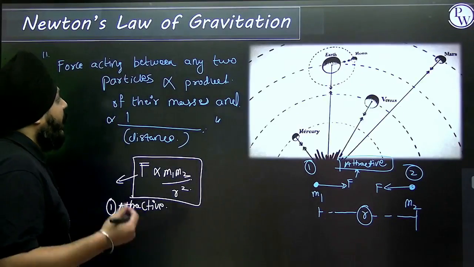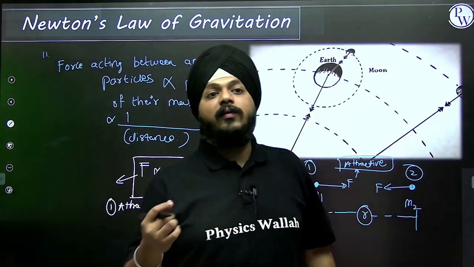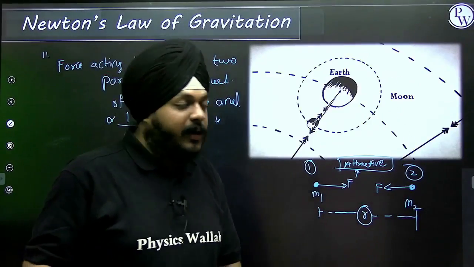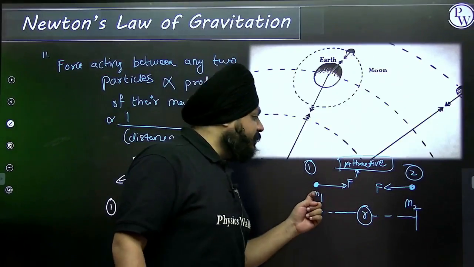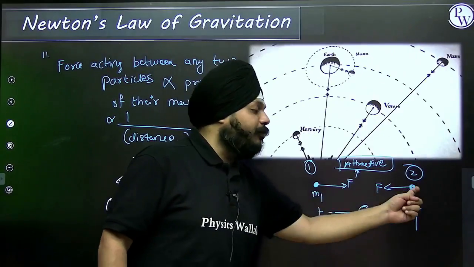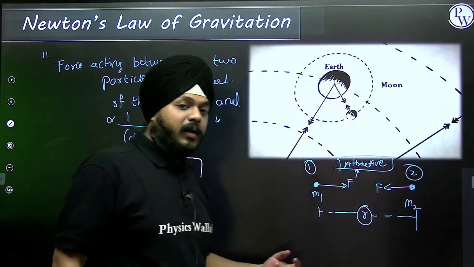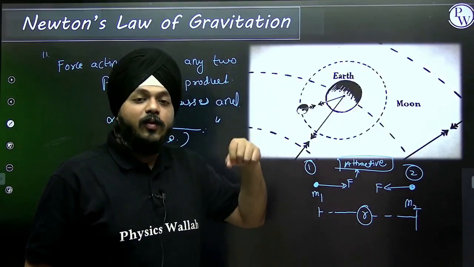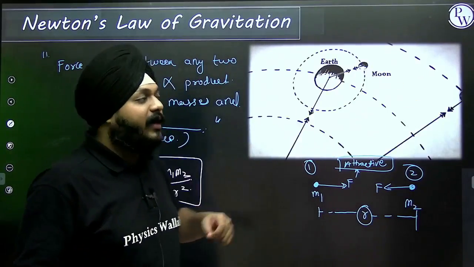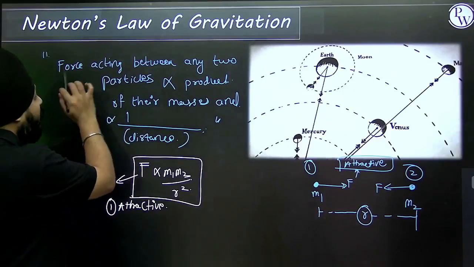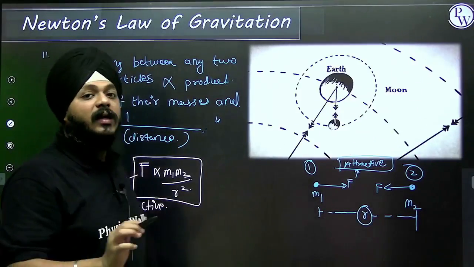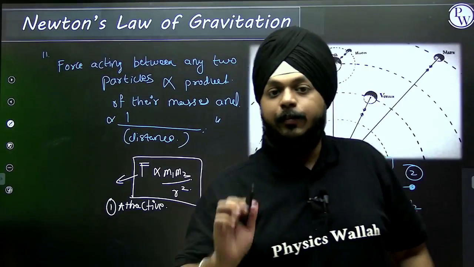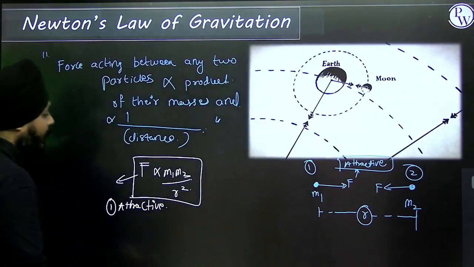Okay, so I was explaining that every particle in the universe has a tendency to attract another particle, and we gave an example. Suppose this is a particle of mass m1 and another of mass m2, separated by the distance r. The tendency of attraction acts in terms of force, which was expressed by Newton. That statement states that the force acting between any two particles is directly proportional to the product of the masses and inversely proportional to the square of the distance between them.